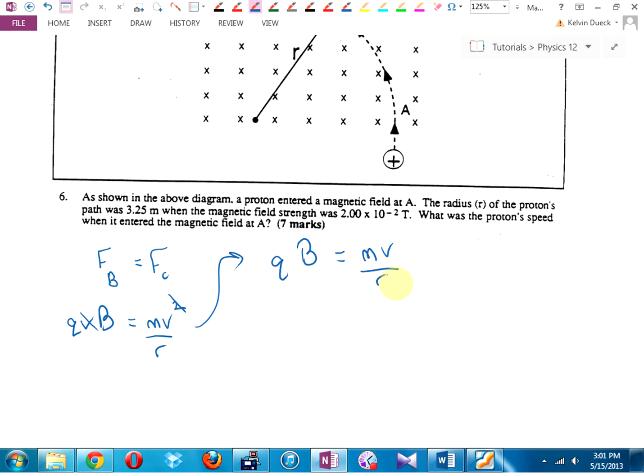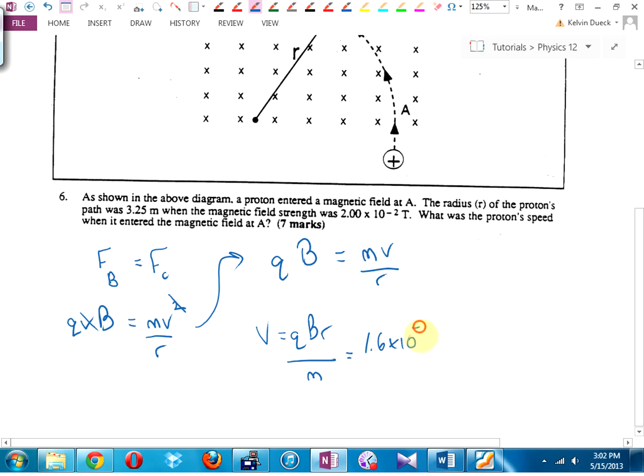In this question, what are they asking me to find? Speed. So I think here I'll have QBR over M. They may give you the charge. Please remember, if it's a proton or an electron, you know the charge. 1.6, it is a proton, yes. 1.6 times 10 to the negative 19.